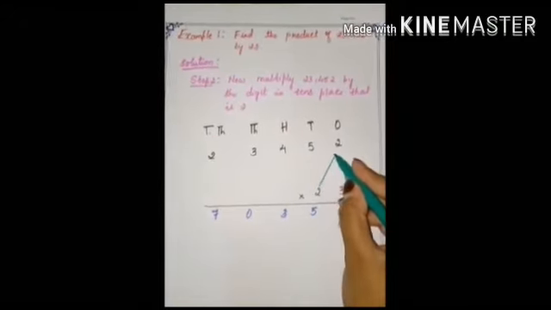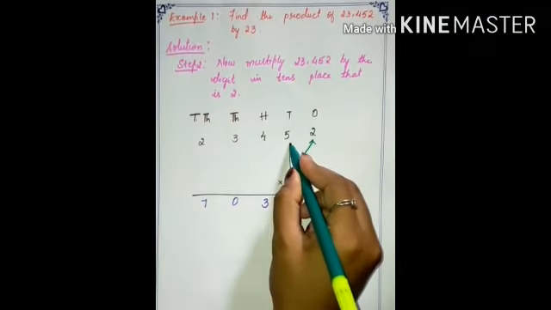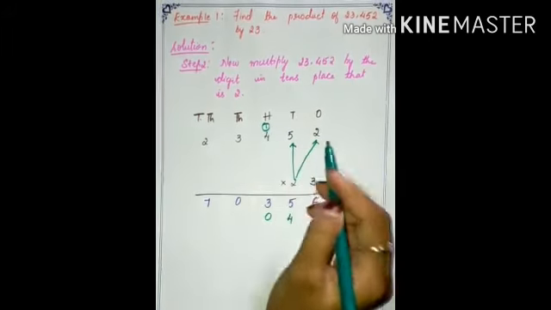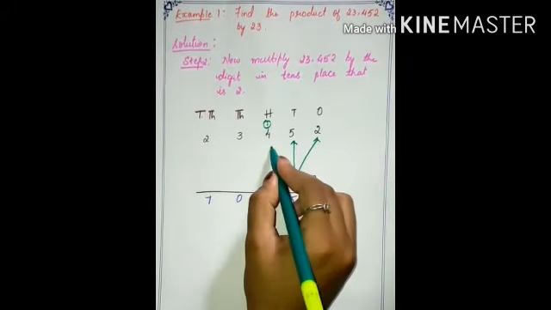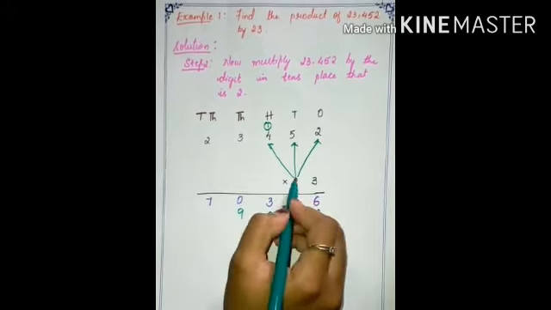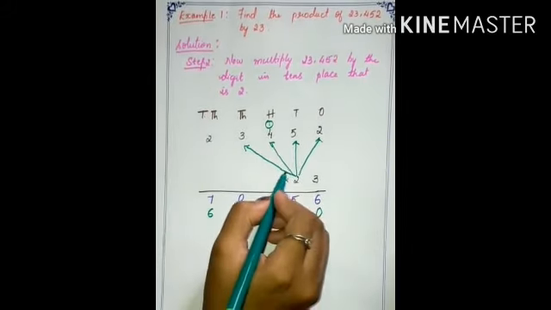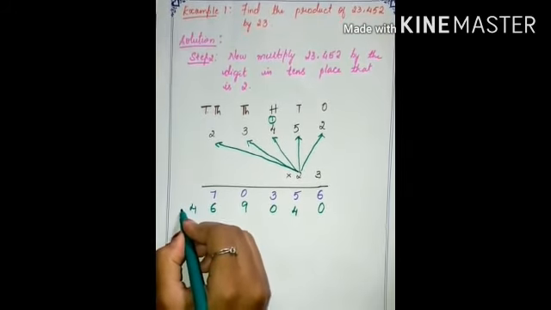Next, 2 into 2 is equal to 4. 2 into 5 is equal to 10. We need to carry that 1, then multiply 2 into 4 is equal to 8, and 8 plus 1 is equal to 9. Now 2 into 3 is equal to 6, and then 2 into 2 is equal to 4.